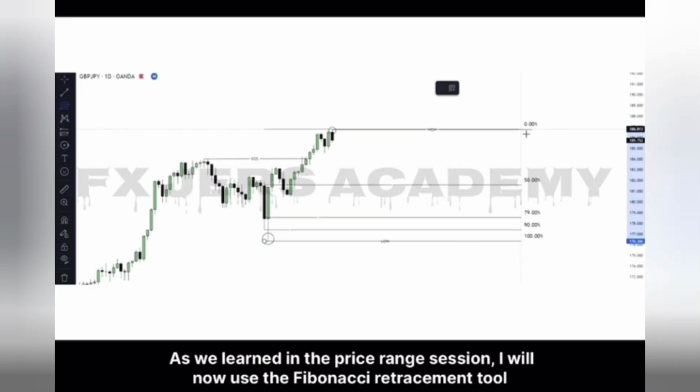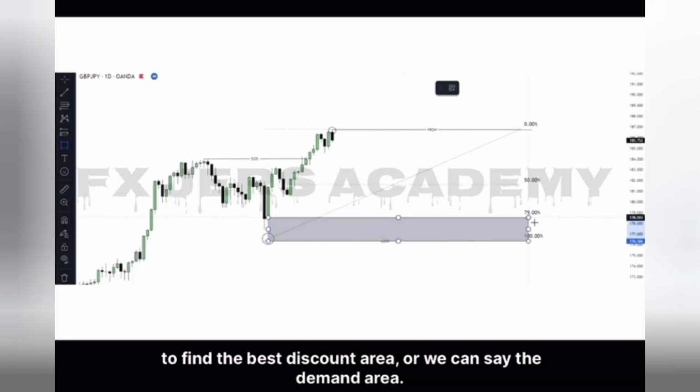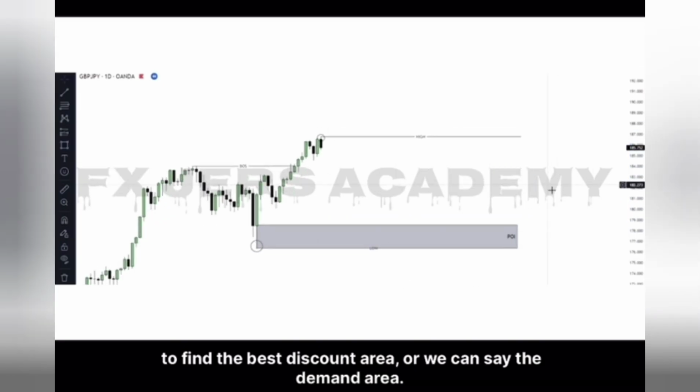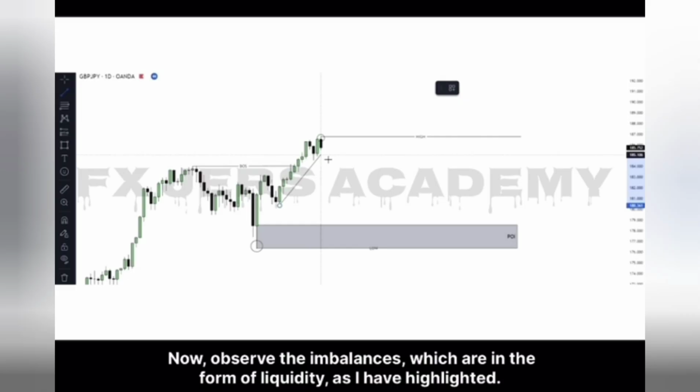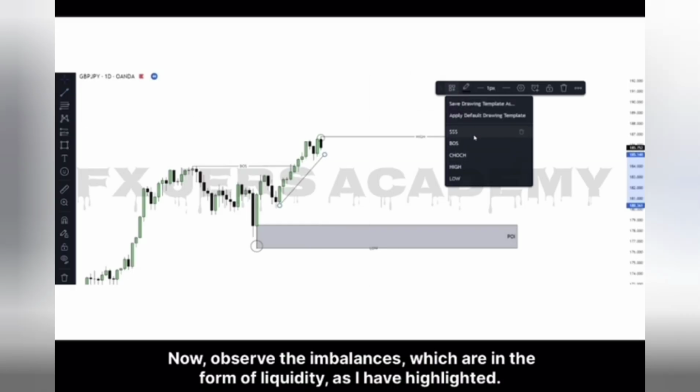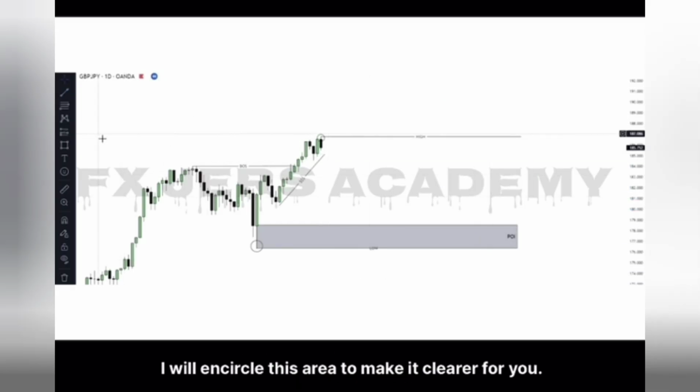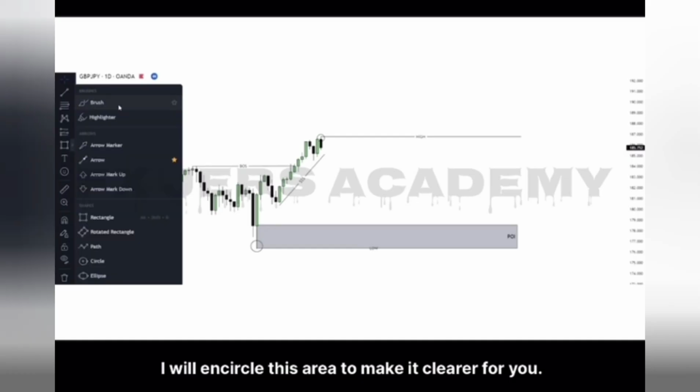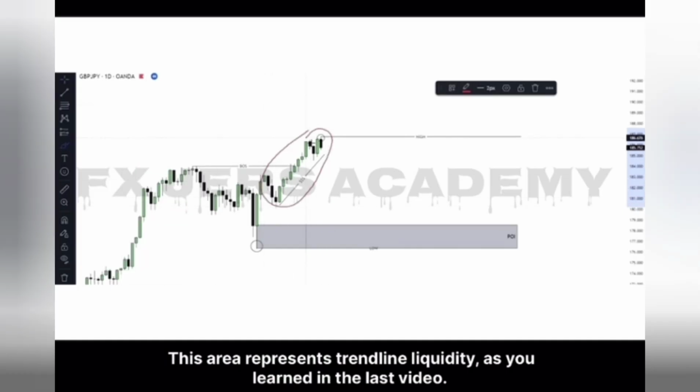As we learned in the price range session, I will now use the Fibonacci retracement tool to find the best discount area, or we can say the demand area. Now, observe the imbalances, which are in the form of liquidity, as I have highlighted. I will encircle this area to make it clearer for you. This area represents trendline liquidity, as you learned in the last video.